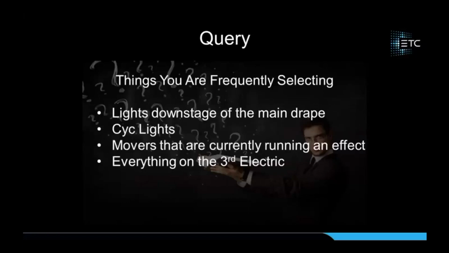So here's a couple examples of things that I might query. I just kind of made these up off the top of my head, but I might want to select all the lights downstage of the main drape so I can turn them off when the curtain comes in. I might need to select all my cyc lights. I might want everything on the third electric so that I can glow it for my electricians. And yes, we can write these things in groups, and we can have groups at the beginning of a show. But a lot of times, a designer is going to ask, or we're going to need to select something that we hadn't thought of, to create a group. And that's where query can be really, really helpful.